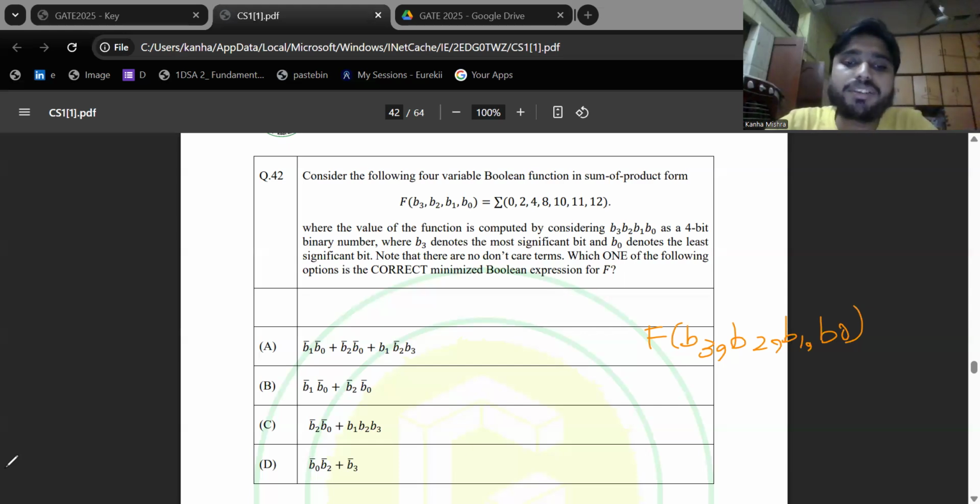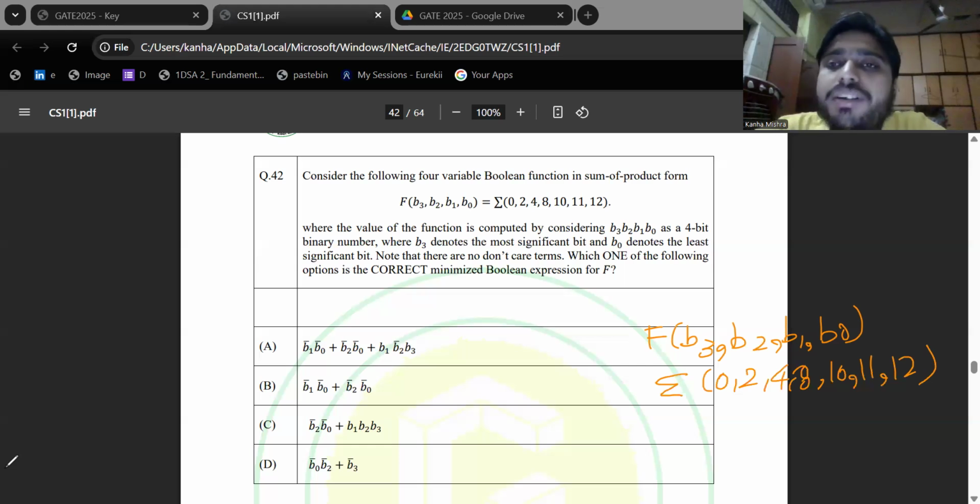What are min terms? This keyword must be a bit daunting for you, so let's understand what min terms are. Here it is mentioned summation of 0, 2, 4, 8, 10, 11, and 12. Each number represents a min term where the function is 1.